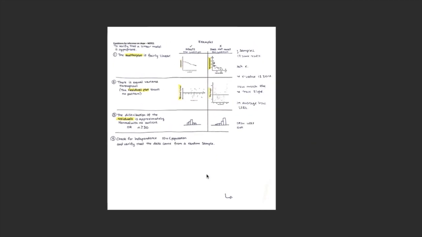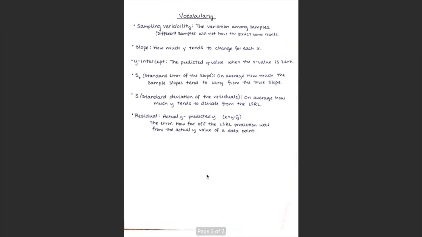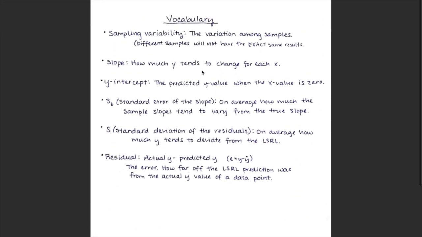And then I just wanted to go over some vocabulary with you guys. So sampling variability, just a reminder that each time you take a sample, your results are probably going to be a little bit different. You're not going to have the exact same results. That slope is change in y over change in x. The y-intercept is what was predicted for the y value when the x value is 0, right? So if x is 0, what do we expect the y value to be?